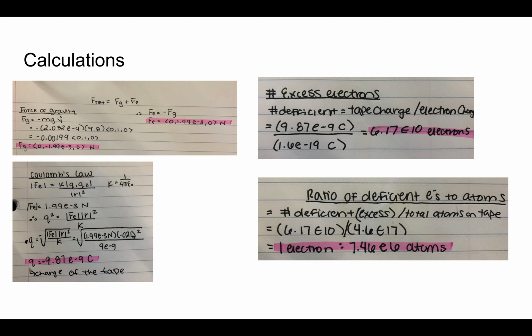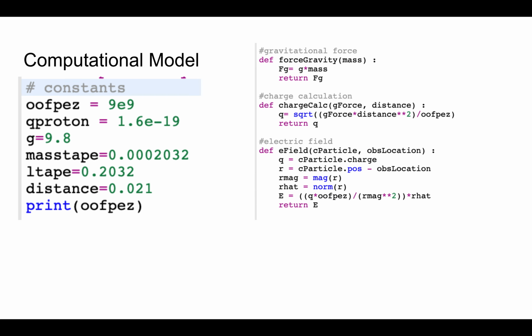I then calculated the number of excess electrons on the tape by dividing the charge of the tape by the charge of an electron. Since they are the same sign, I ignored signs. Using this value, I found the ratio of deficient electrons to atoms on the tape to be 1 electron per 7.4 times 10 to the 6 atoms.